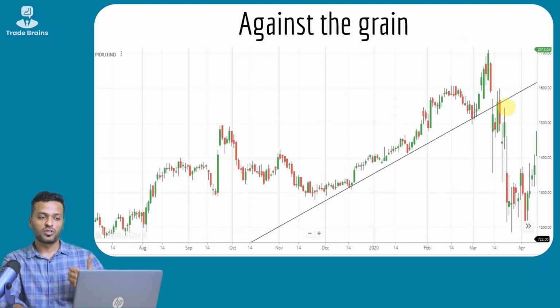So we have understood 3 strategies in the swing market: in the zone, basically stuck in a range, trending market, and against the grain strategies.